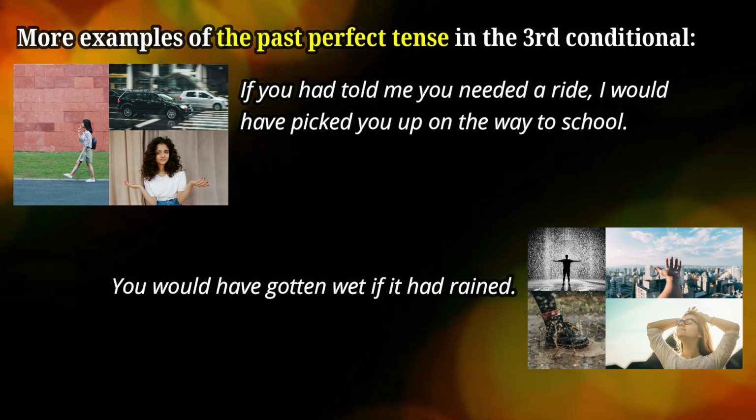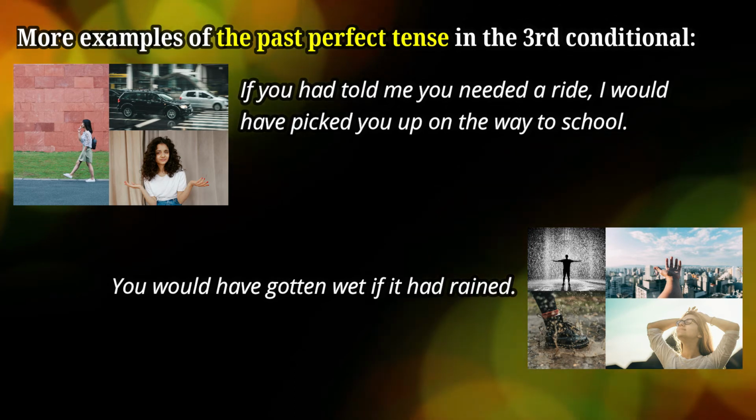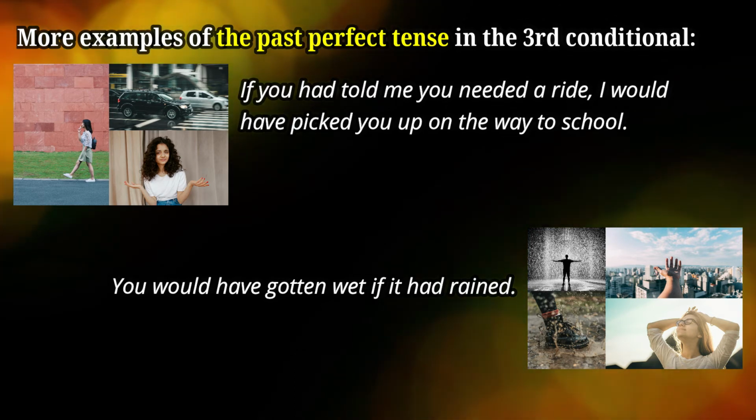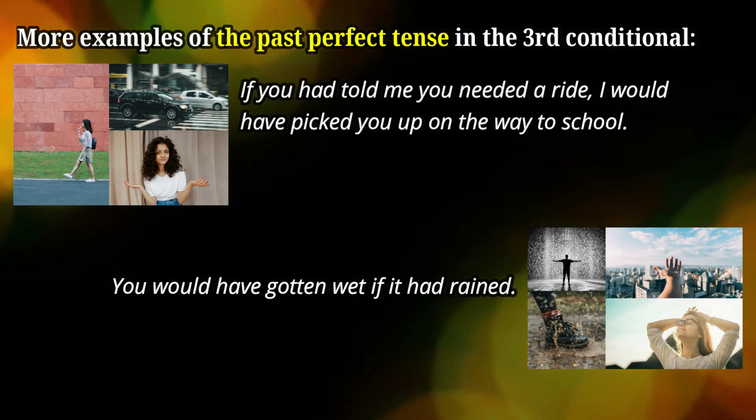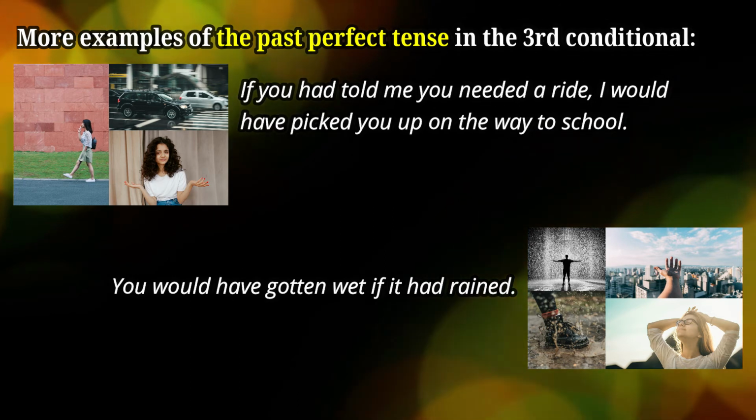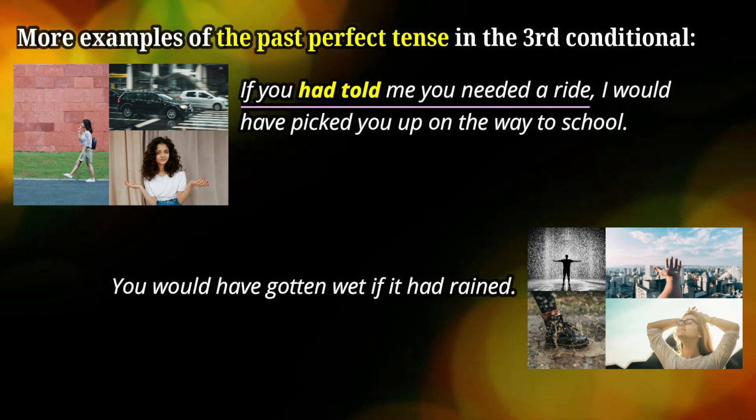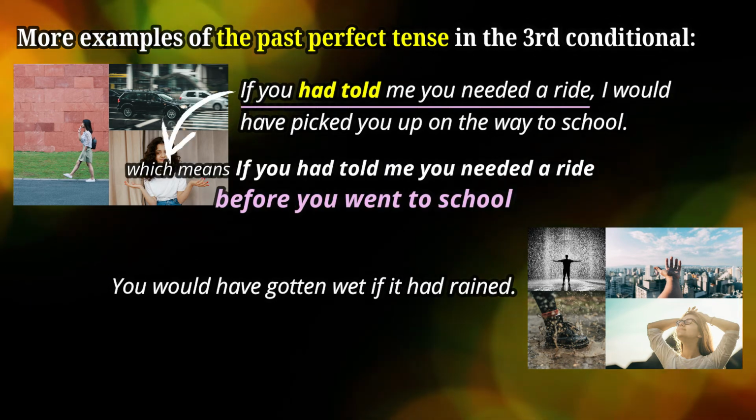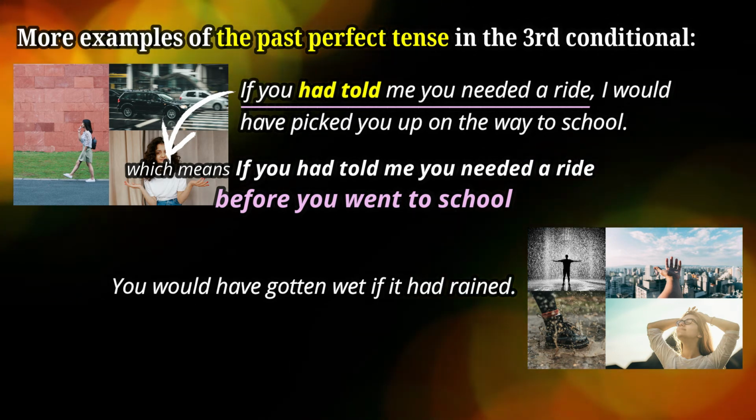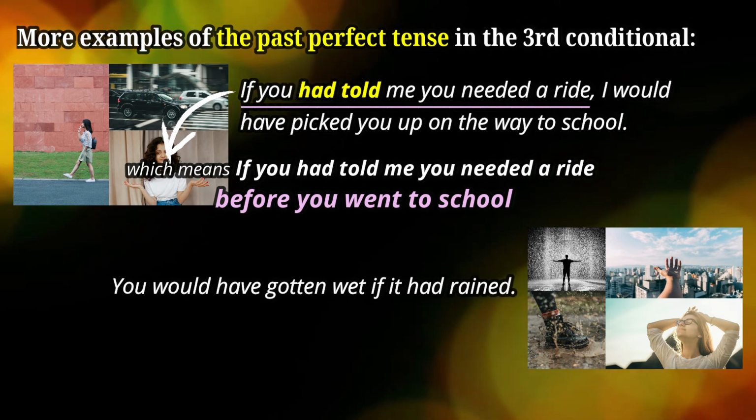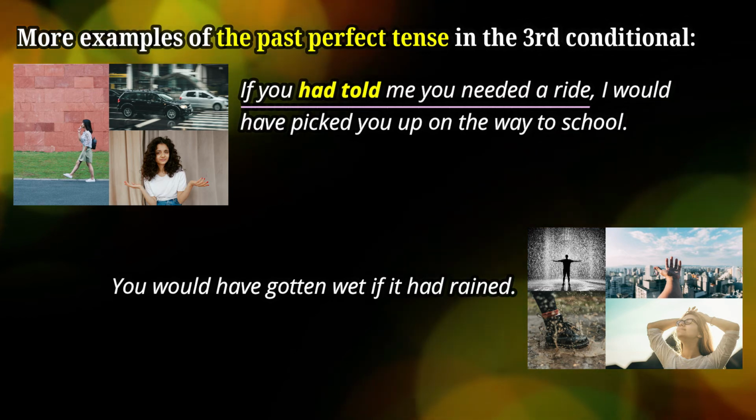Let's look at two more examples to make it a little bit more clear for you. All right. So the first one is, if you had told me you needed a ride, I would have picked you up on the way to school. In this case, we use the past perfect again in the condition, which is if you had told me, right? Before, this is what it means. It means before you went to school. If you had told me. Right? And then the result would have been, I would have picked you up on the way to school.